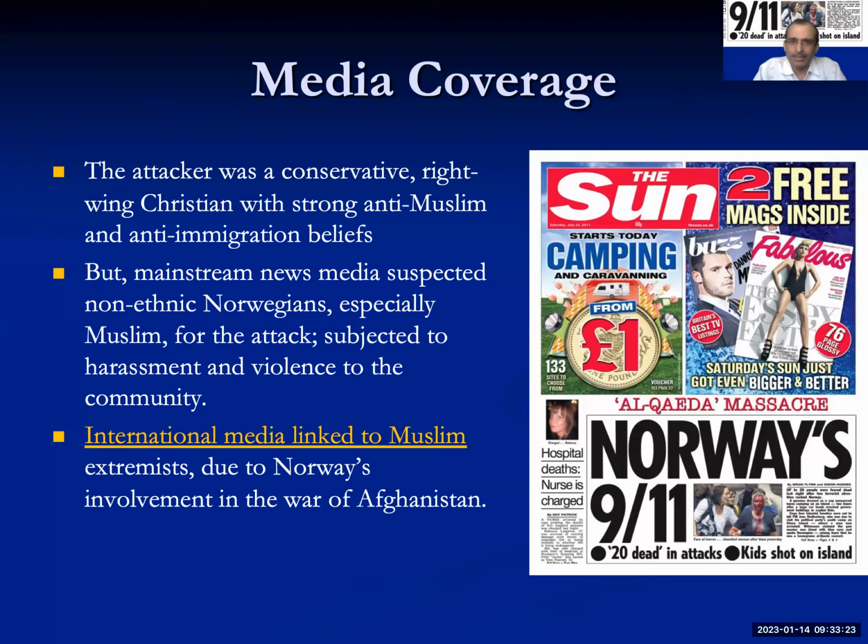The media coverage of that, again, similar to New Zealand's media coverage, here you can compare. The Norwegian media were quite restrained, controlled themselves, and tried to focus on the incident, on the children, on the victims' families and their well-being, rather than focusing on the attacker.